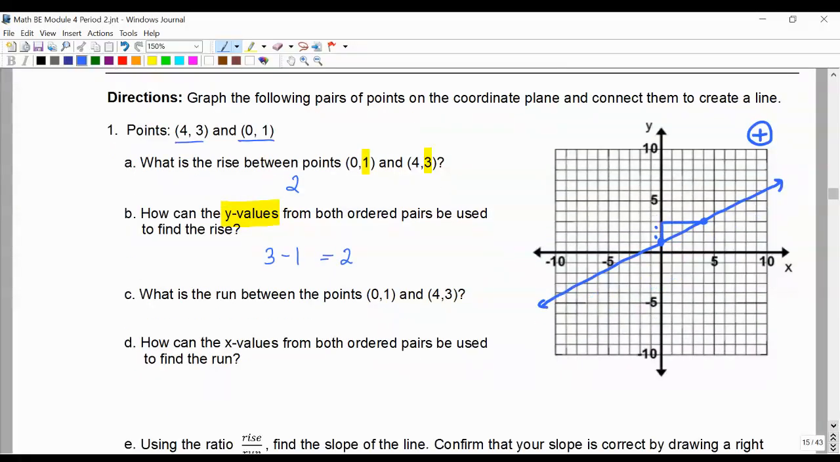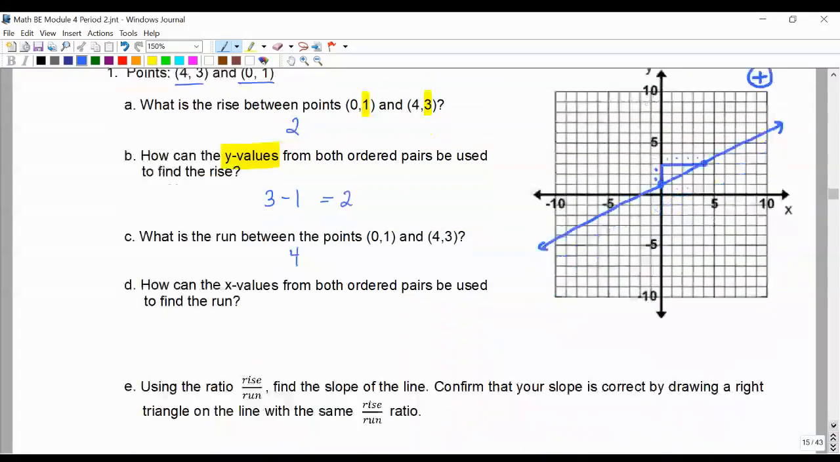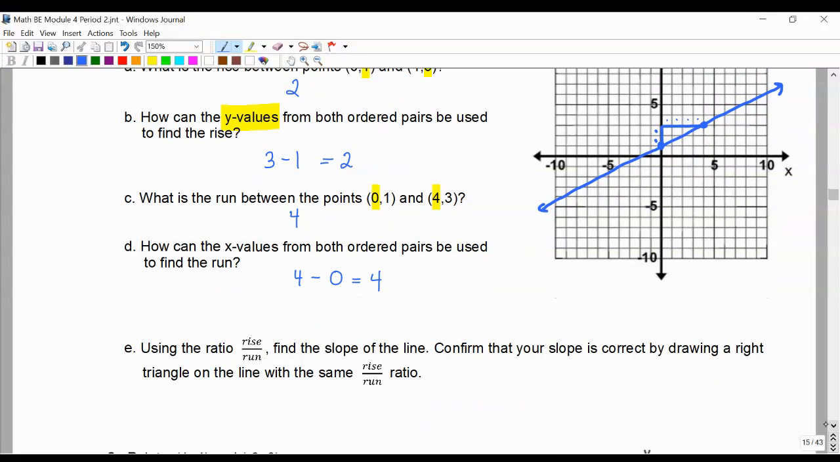So we're going to test this theory. Does this also work for x? We're going to go to our graph, and now we're going to count the run, which is 4. And we're going to see, could we subtract the x values and get 4 without counting boxes? So 4 minus 0 is in fact 4. So it does work in this case. It's also just coincidental that if we add or subtract 0, we're going to get the same thing.